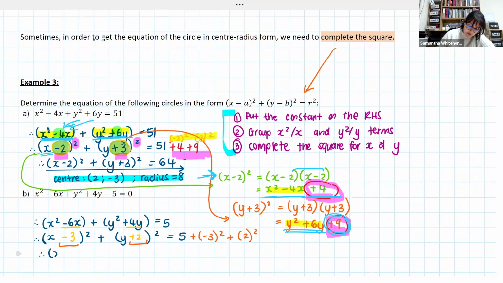So now we've got our equation x minus 3 squared plus y plus 2 squared is equal to 5 plus 9 plus 4, which is 18. You have the equation of your circle. You know where your center is, 3, negative 2. And you know that your radius is equal to the square root of 18.